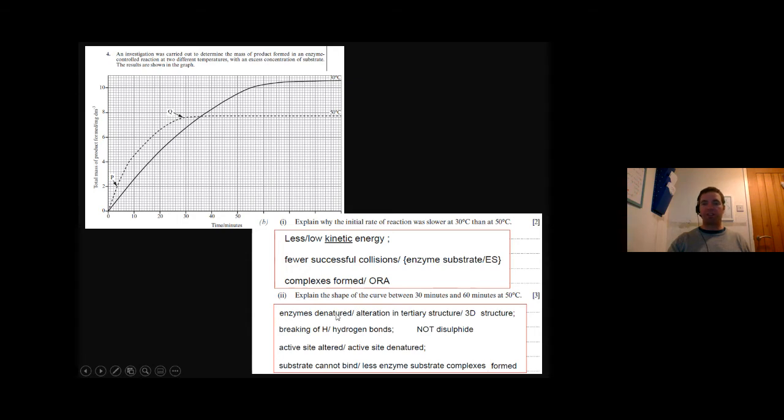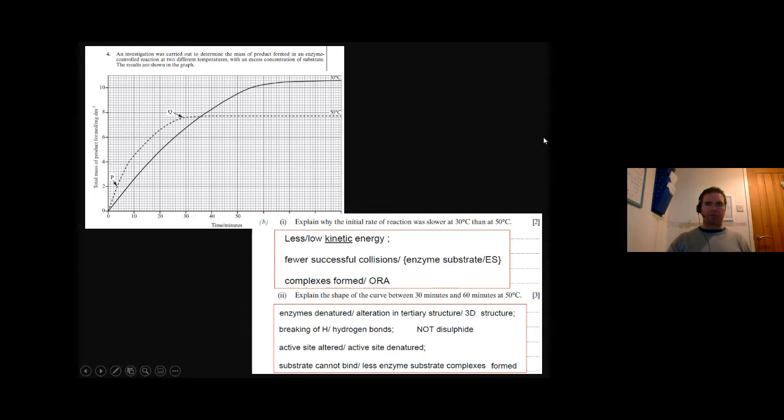So you say the enzyme is denatured, or you can say, look, alteration in the 3D structure, breaking of hydrogen bonds, that's key. Active site is changed and the substrate cannot bind, or fewer enzyme substrate complexes formed. So standard stuff, and that links in very closely with what I described on how temperature affects rate of reaction.